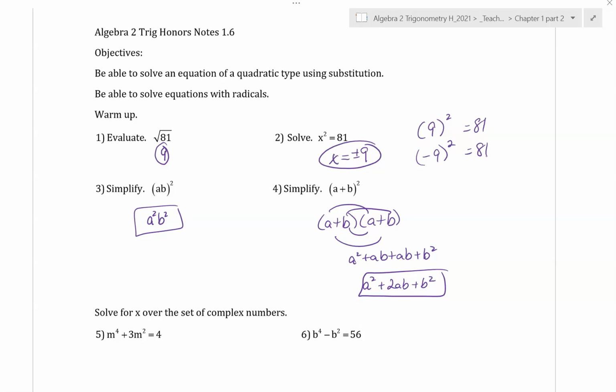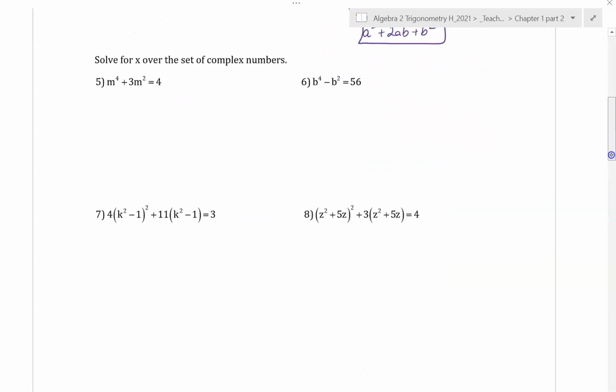Also, 2 other things that people get mixed up on. If I have ab quantity squared, that's a squared b squared. But if I have a sum, a binomial, a plus b quantity squared, notice that's a squared plus 2ab plus b squared. Okay, so now that we did a little warm-up, let's go ahead and start solving.